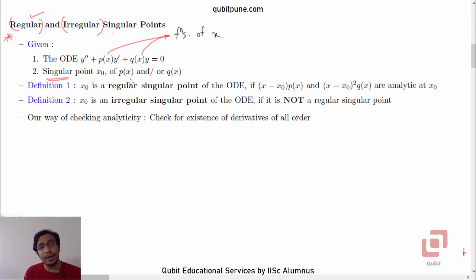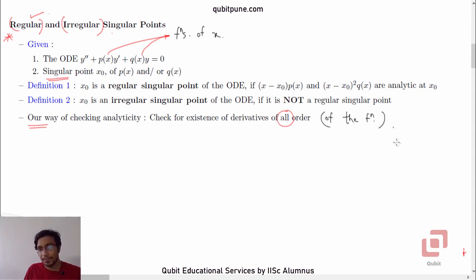And how do we determine the analyticity of any real function? Our way of checking analyticity at a point is we check for the existence of derivatives of all order of the function. And even if either p or q does not possess a derivative, or if it is not defined even at that point, we will call it a singular point.